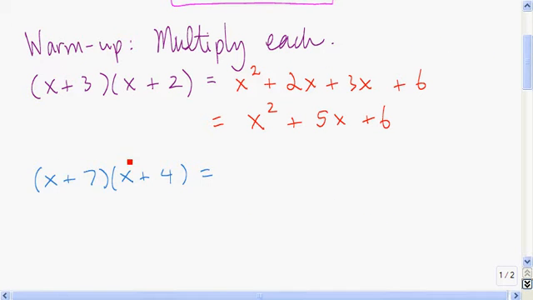Okay, again, we multiply the first term of each, so we get x squared. Then the outside, so plus 4x. The inside, plus 7x. And the last, plus 28. So this ends up being x squared plus 11x plus 28.